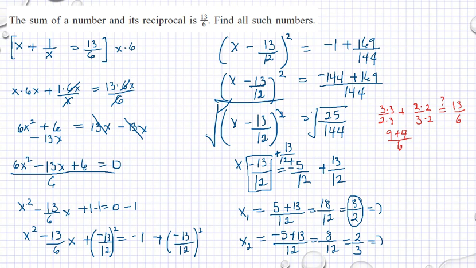13 divided by 6. And if this applies to the other value, it's almost the same. It's 2/3 plus the reciprocal, which is 3/2. Then you have 2 here times 2 and 3 here times 3. Then you will see that it is also 13 divided by 6.